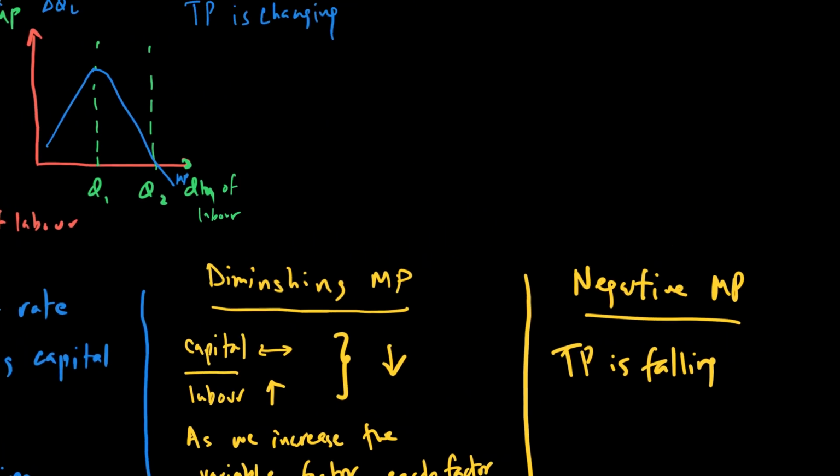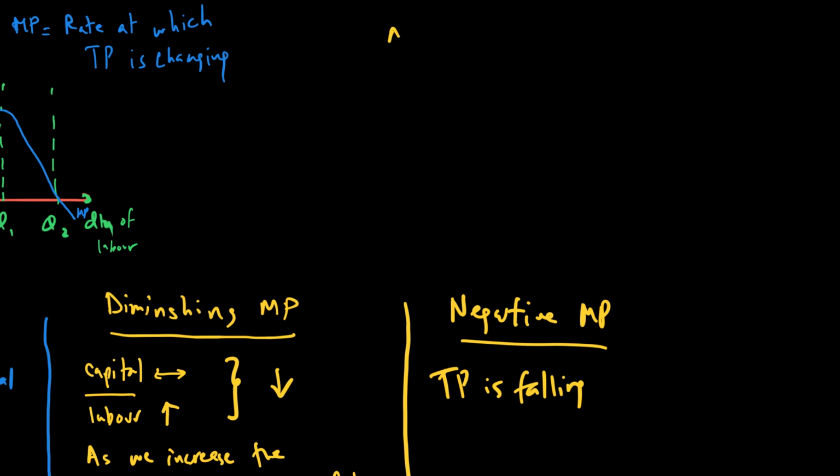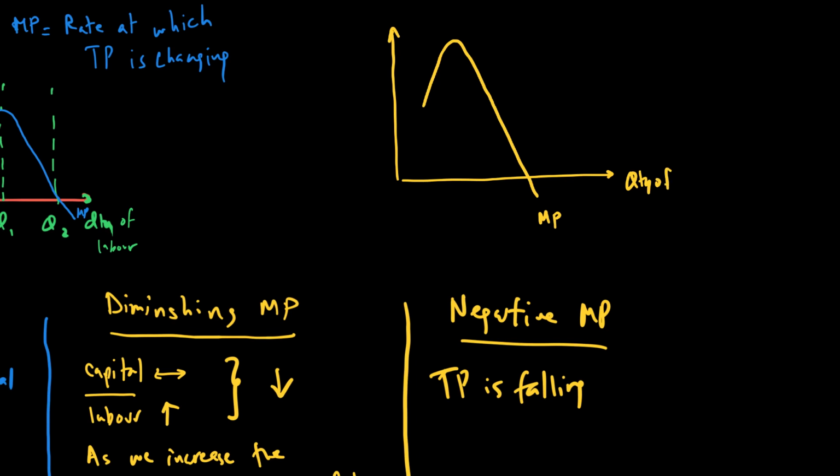Now this is how we draw AP. If I draw my MP curve, my MP was rising and then falling. This is my MP, right? So this is quantity of labor, and this is MP, AP, because I'm going to draw AP as well. My AP curve looks like this. It's going to rise and then it's going to meet my MP curve, and as soon as it meets the MP curve, it starts to fall. This is how my AP looks.